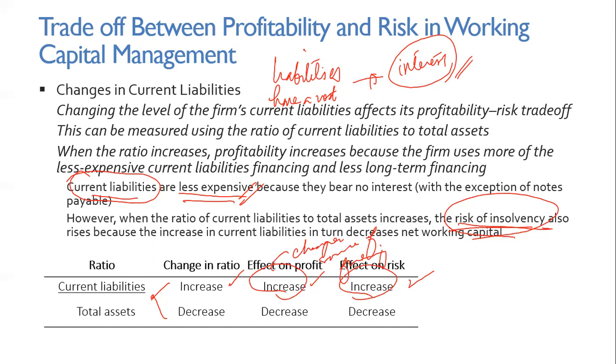And of course, the opposite is true. When current liabilities decrease, what is the effect on profit? It also decreases because you have substituted current liabilities with long-term liabilities. You have more long-term, and long-term is more expensive. And if your liabilities are more long-term, what is the effect on risk? Your risk decreases. Why? Because dahil long-term siya, hindi mo pa siya kailangan bayaran lahat today or in the next few months. And so therefore, your risk of insolvency decreases.